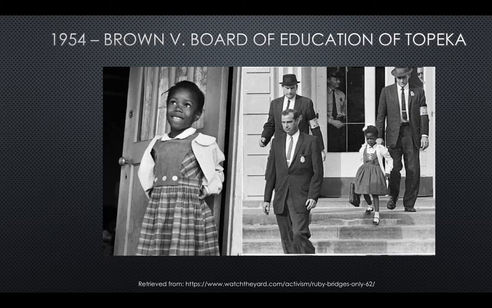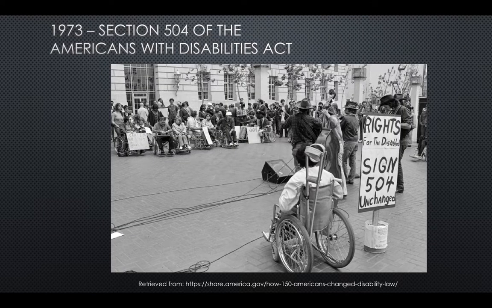This case declared that separate facilities for students of different races were inherently unequal, and racial segregation was ruled a violation of the Equal Protection Clause of the 14th Amendment of the Constitution. While this case would, and still is, used to combat racial inequality, it also paved the way for students with disabilities to receive equal access in schools.